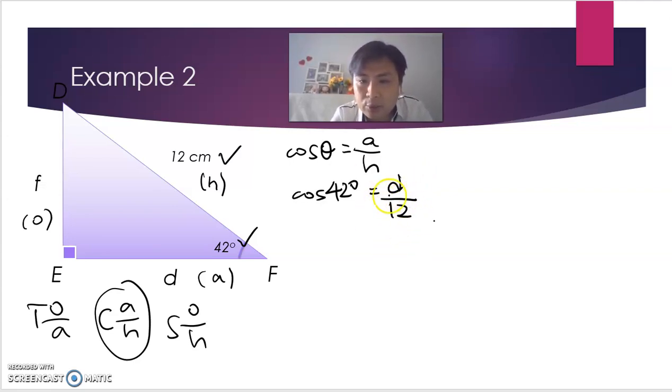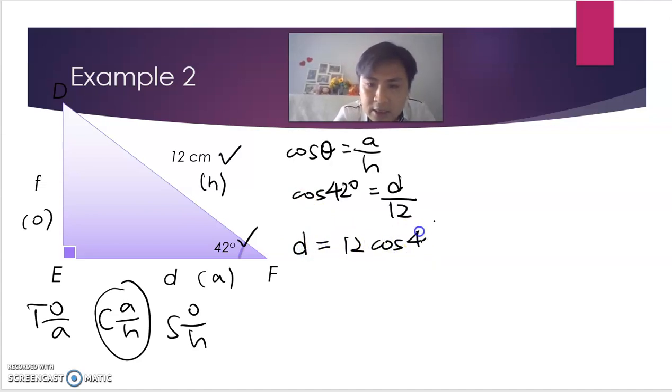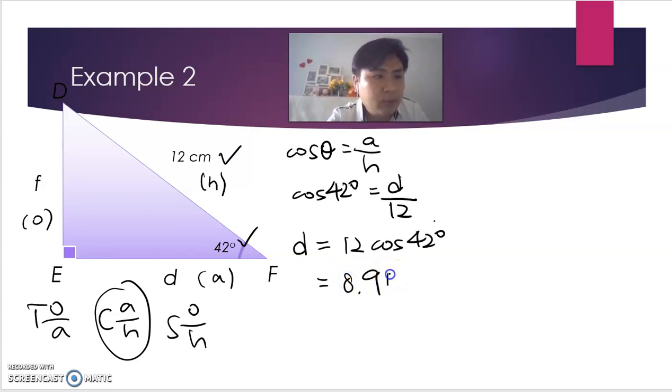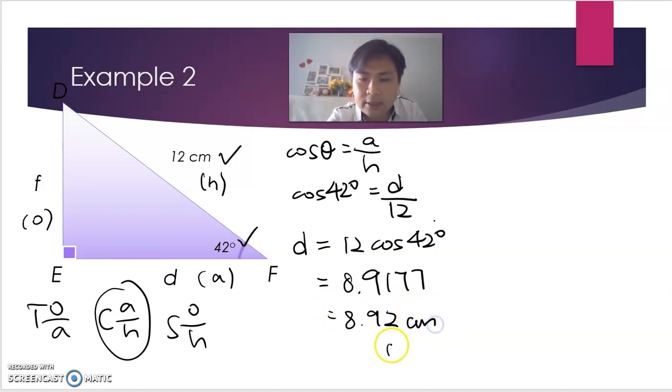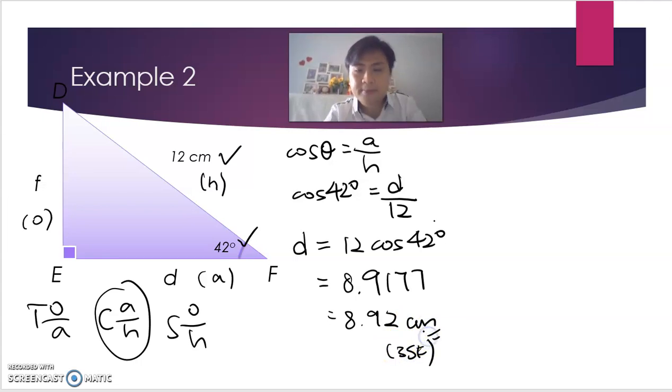Right? We want to remove the 12 from the denominator. We will multiply by 12. So D is equals to 12 cosine 42 degree. So just key in your calculator now. 12 times cosine 42. Our answer will be 8.9177. Round off to 3 significant figures, you get 8.92 cm. This will be to 3 significant figures. Okay, the last one.